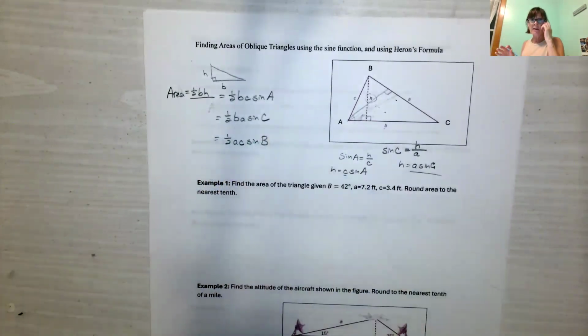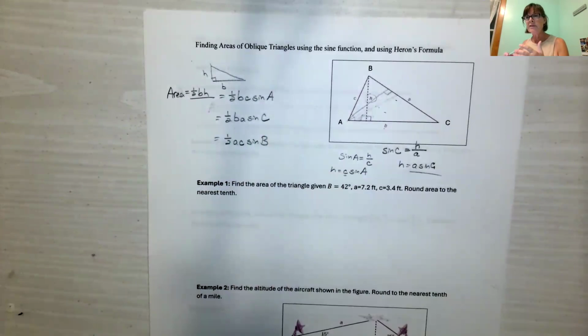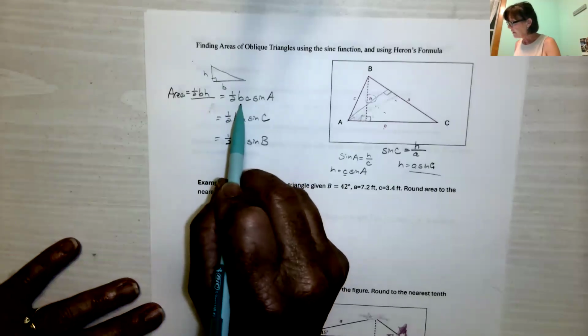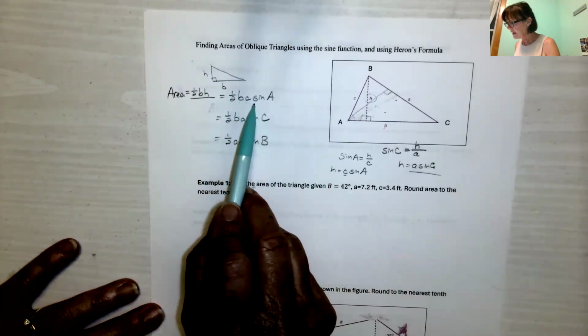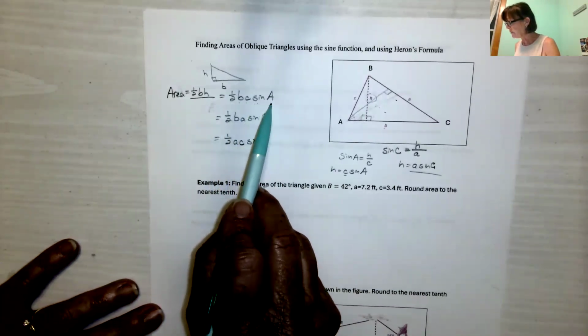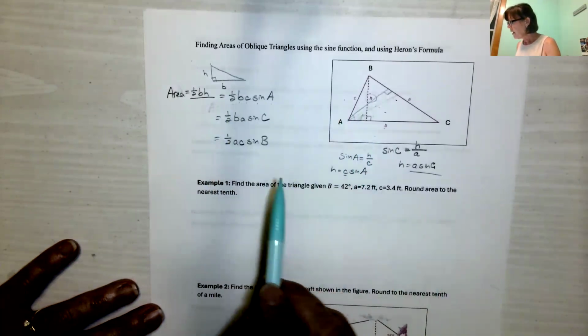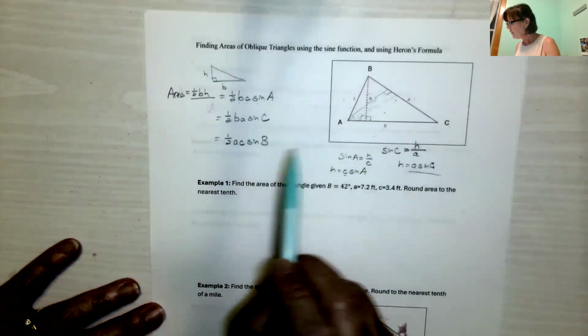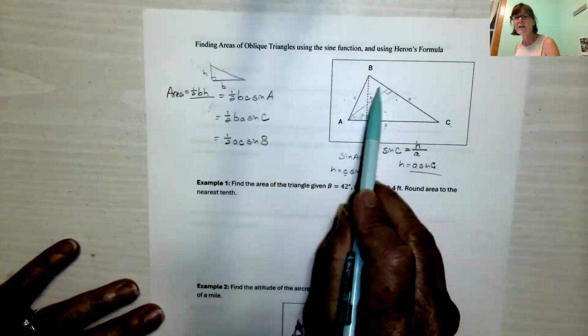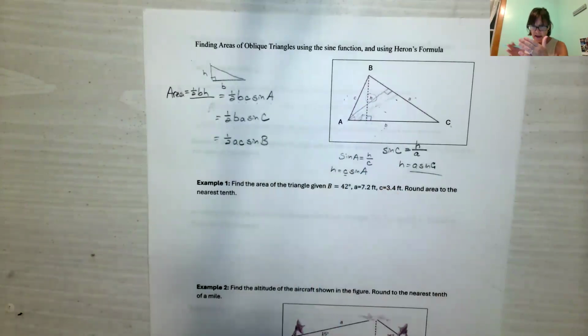So what you can see here is a little pattern you can pick up on: the area of an oblique triangle is equal to 1/2 times the length of two sides times the sine of the angle in between. 1/2 B times c times sine of A, or 1/2 B times a times the sine of C, or 1/2 a times c times the sine of angle B. So if you know two sides and the angle in between, you can figure out the area of that triangle.